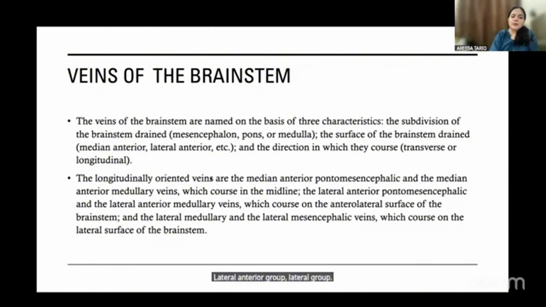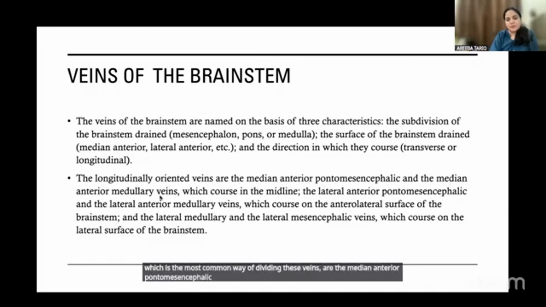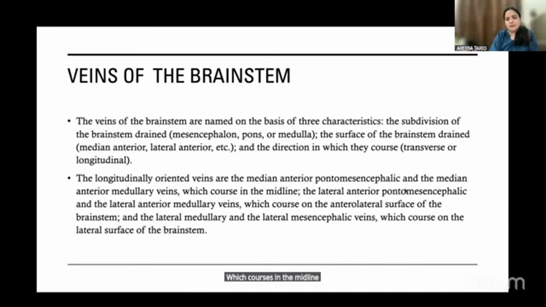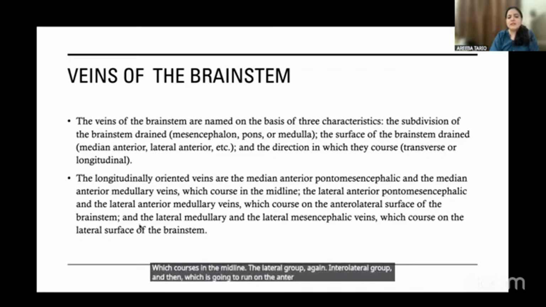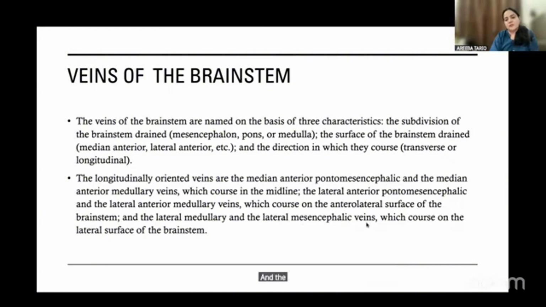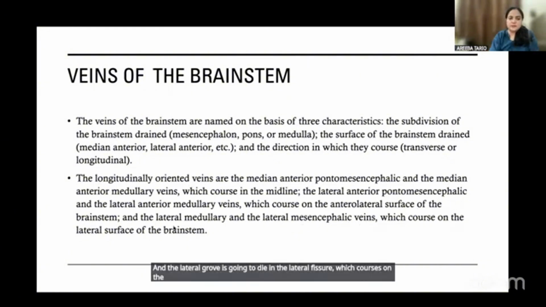So the longitudinally oriented veins, which is the most common way of dividing these veins, are the median anterior pontomesencephalic and the median anterior medullary vein, which courses in the midline. The lateral group, again, has the anterolateral group, which runs on the anterolateral surface, and the lateral group, which runs in the lateral fissure and courses on the lateral surface of the brainstem.